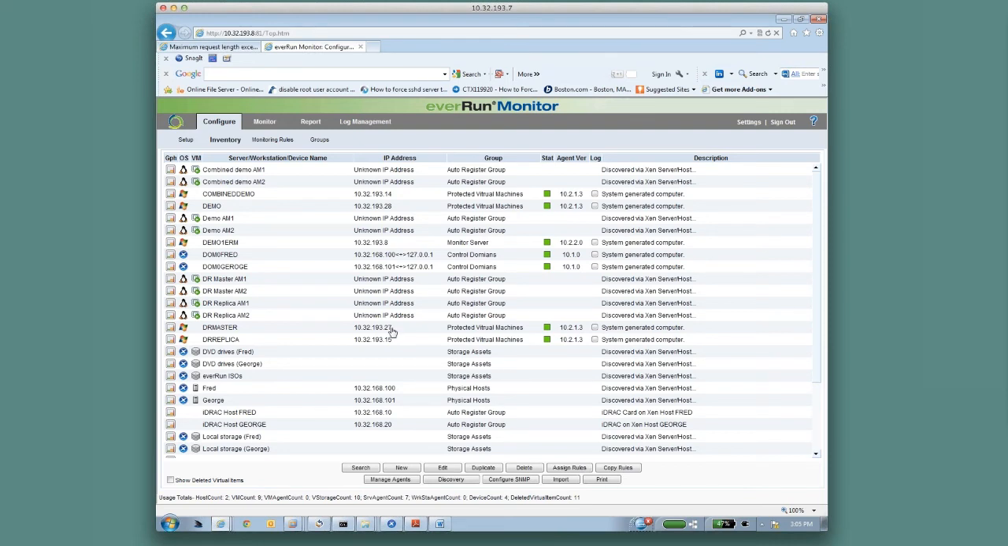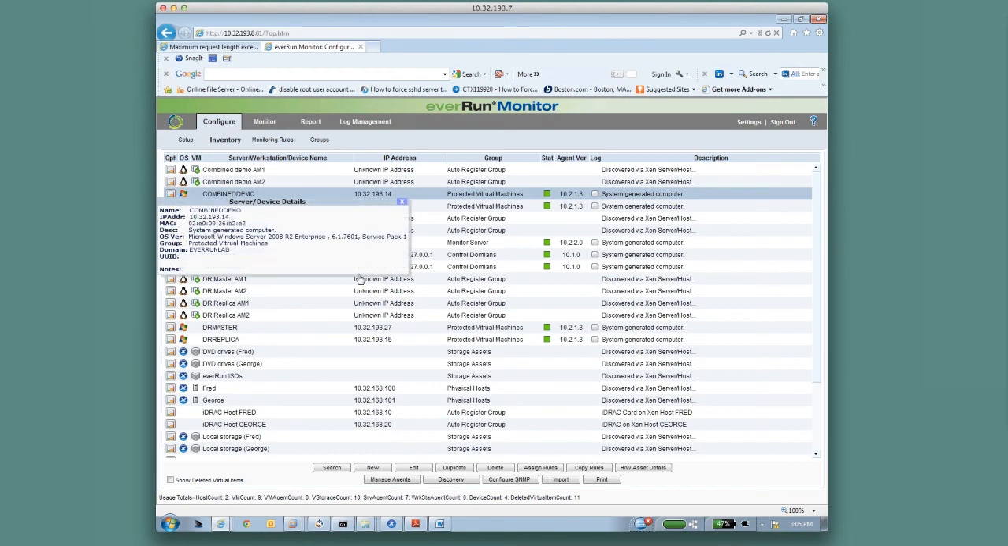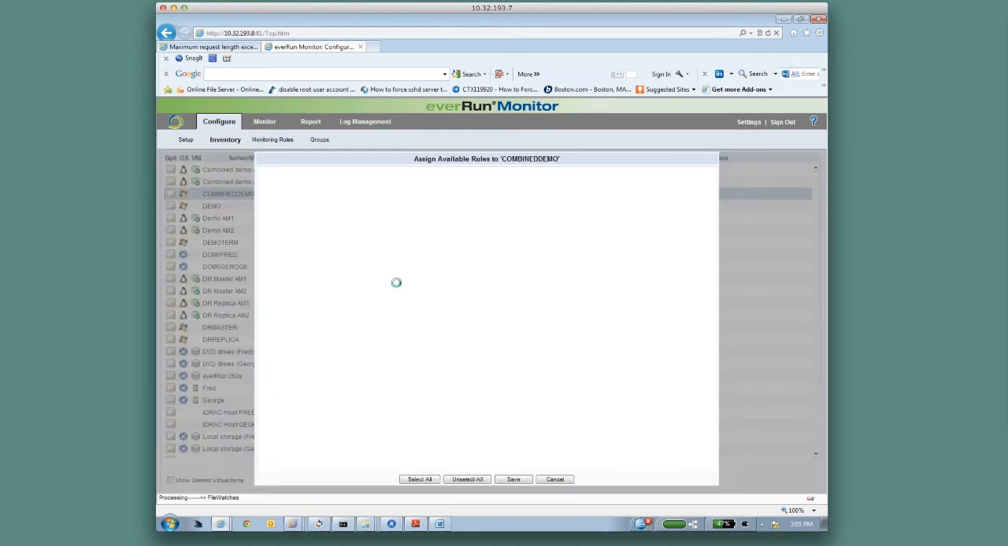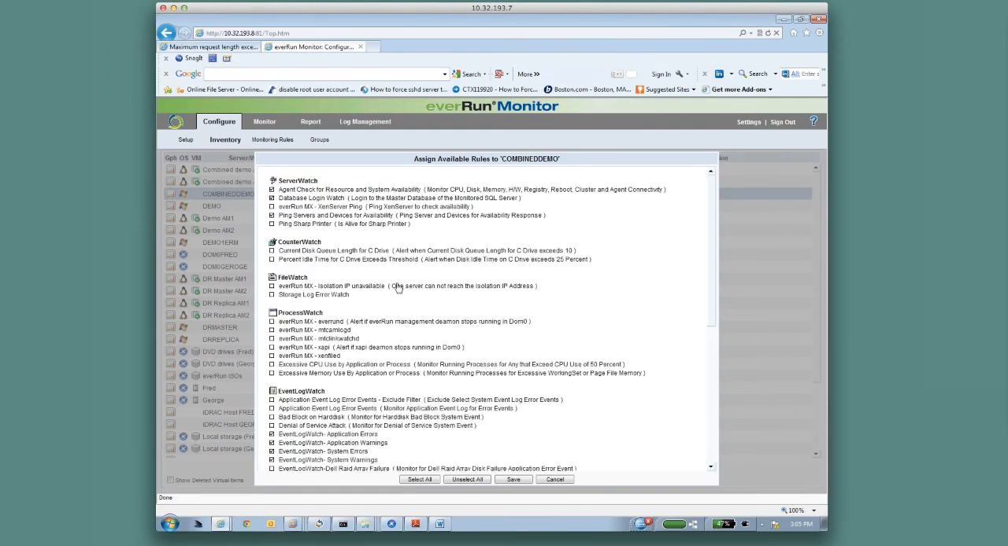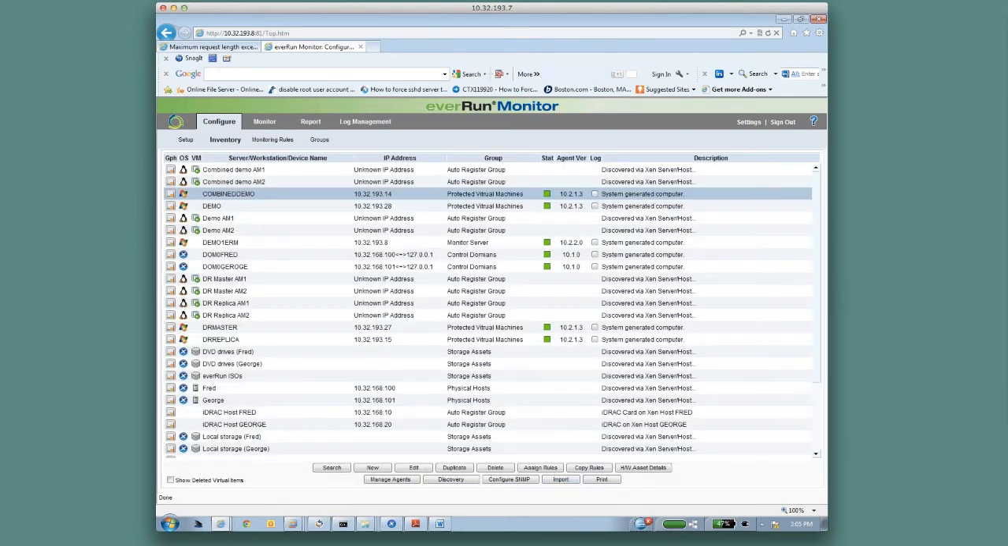Now, one of the things I can do here is, and we're going to get to monitoring rules in just a second, but I can quickly take an asset and choose what rules I want to assign to it. What it's going to do is go out and determine what rules this thing is eligible for. And I'm going to be able to assign rules to it just by ticking off a group of boxes.